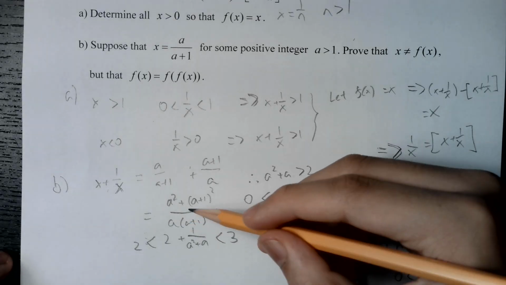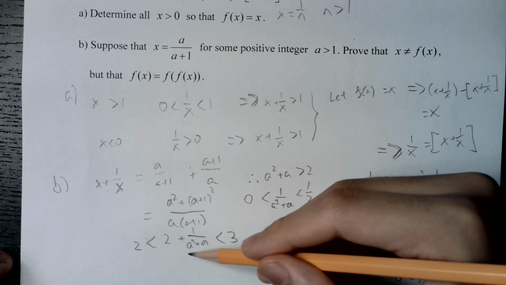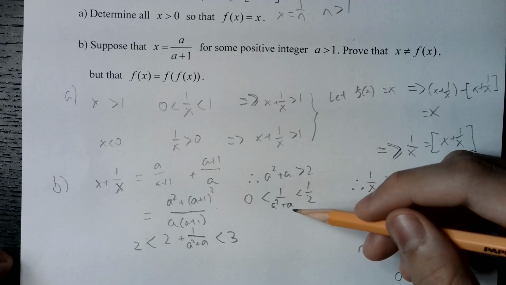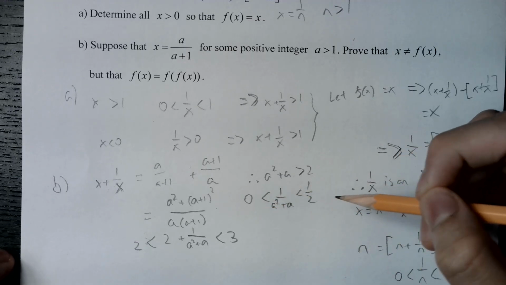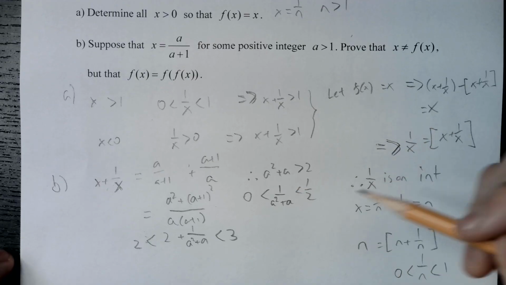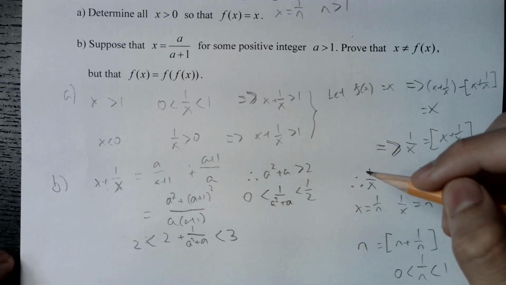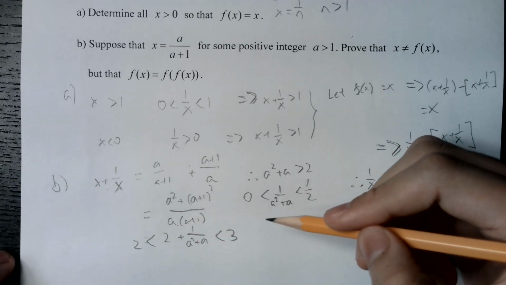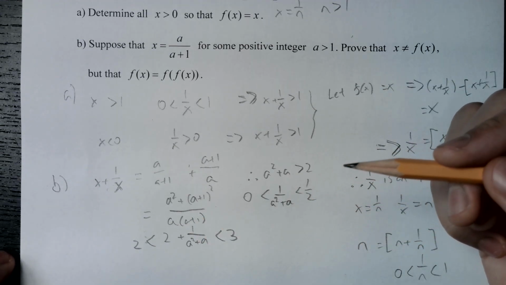So we can take this and simplify it, and then we get 2 plus 1 over (a squared plus a). And because we know that 1 over (a squared plus a) has to be in between 0 and 1 over 2, we can add the 2 to both sides. And since 1 over 2 is obviously smaller than 1, we know that this number here has to be in between 2 and 3, and that's all we really need to know here.